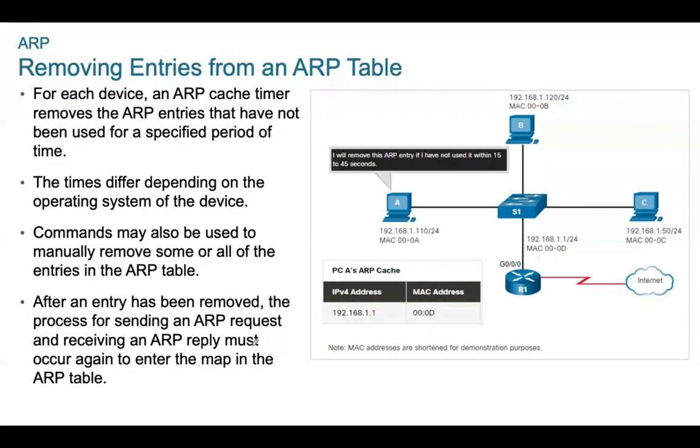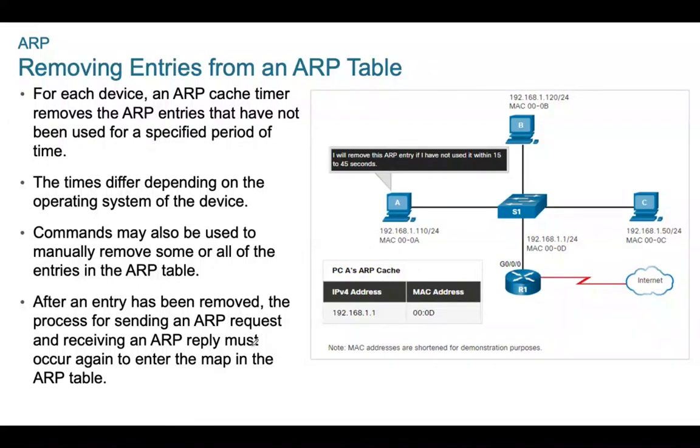IP address itself, 192.168.1.110. In this video, PCA has an IP packet, with source IP address 192.168.1.110, and destination IP address 10.1.1.10, which is an IP address on a remote network. So the destination MAC address will be that of its default gateway, 192.168.1.1, the router R1 in this case.